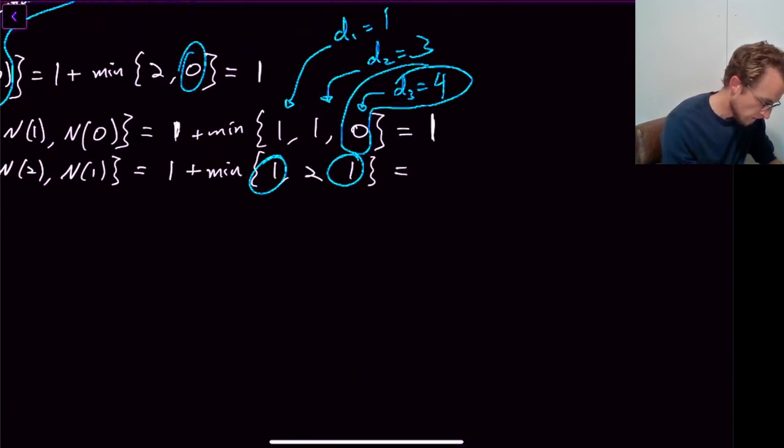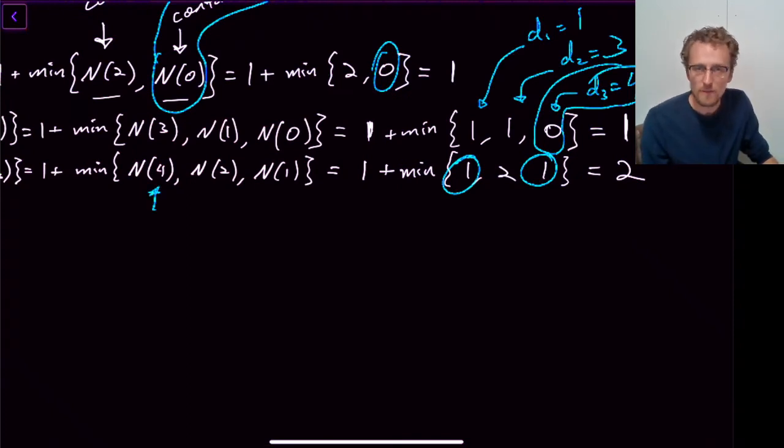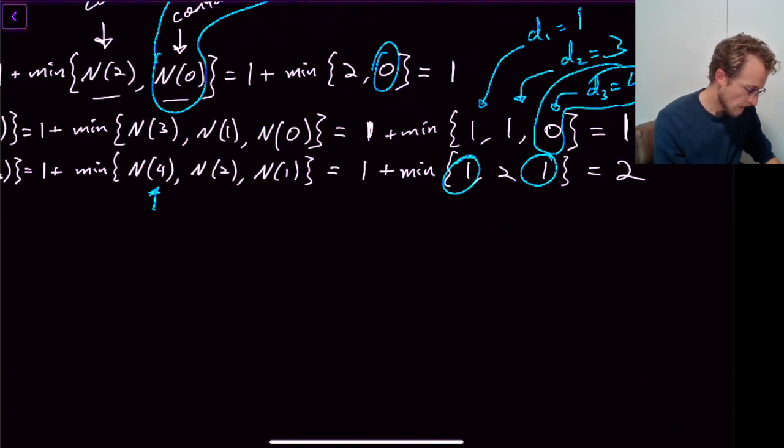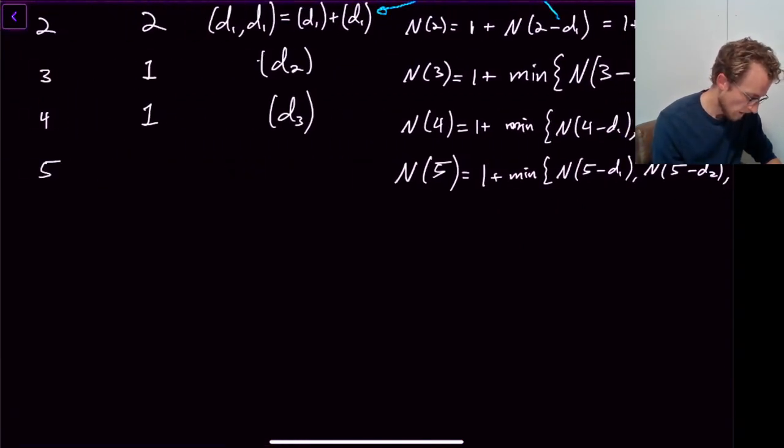Oops, let me switch back to black. This is equal to 2. And either we say, hey, it's a 1-cent coin plus whichever coins it takes to make optimal change for 4, or we say, hey, it's a 4-cent coin plus however many coins it takes to make optimal change for 1. In either case, we get a 4 and a 1 as our optimal change. Okay, so here we end up with 2 coins, and the denominations are D1 and D3.